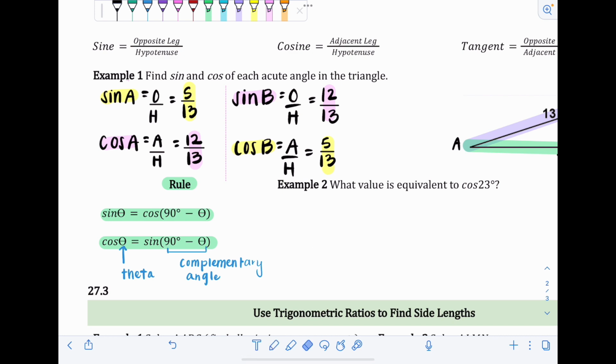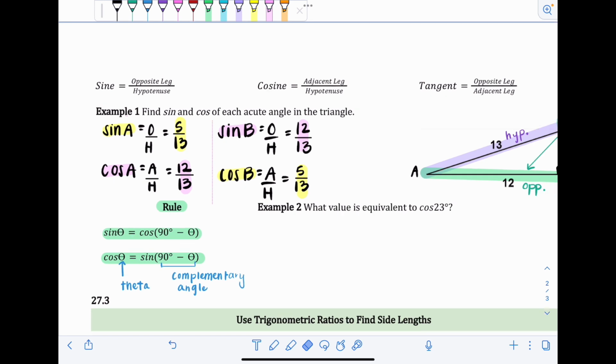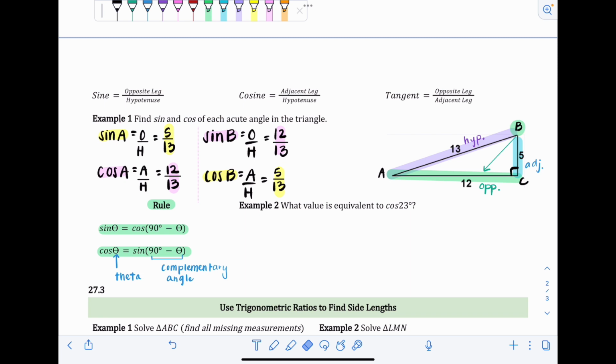Okay, so now we're going to take these rules and compare them back to the problem that we just did. So in this problem, angles A and B were complementary. So if we look at sine of A, which was 5 over 13, sine of A, sine of theta, was equal to cosine of the complementary angle B. They were both 5 over 13. So it's one of those patterns that pops up when it comes to these trig functions, but they are helpful formulas to know.